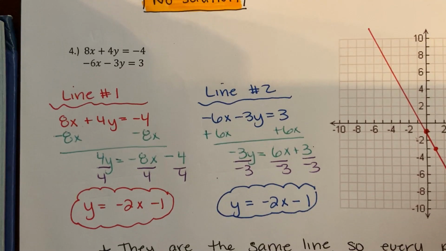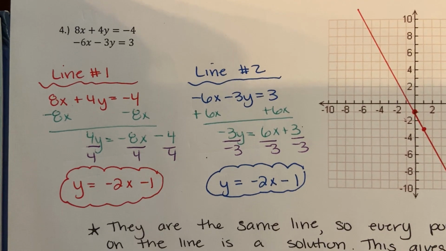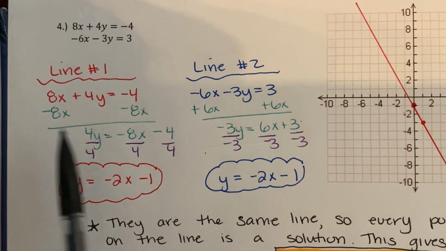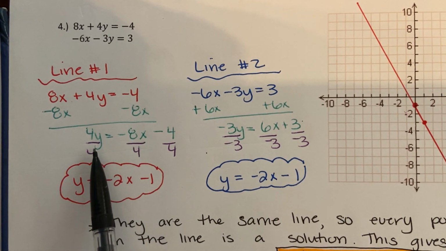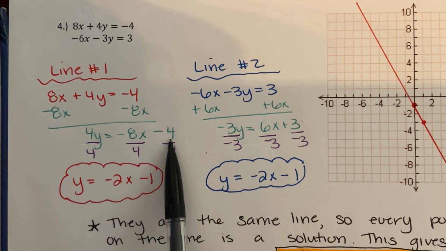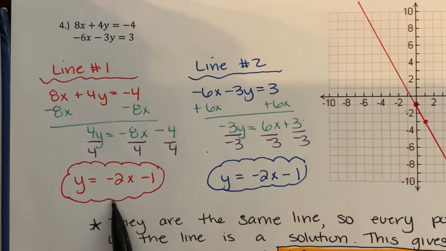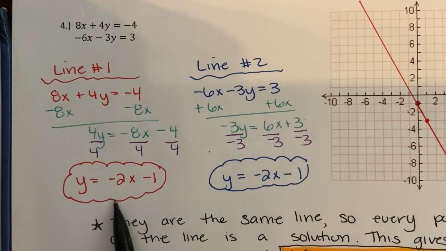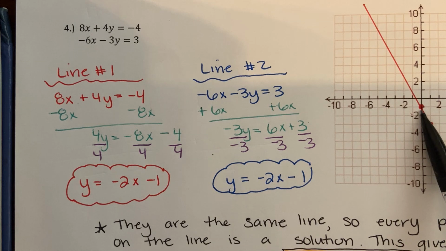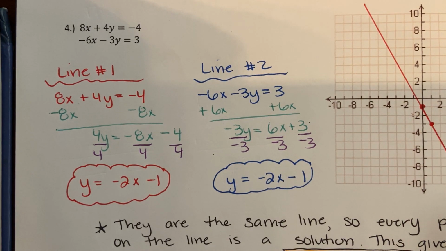For our last case, for problem number 4, this is when my two lines actually become the same line. So I'm going to take my first equation and I'm going to subtract 8x from both sides, which gives me 4y equals negative 8x minus 4. Divide everything by 4, and we get the equation y equals negative 2x minus 1. So I'm going to start at negative 1 on my y-intercept and follow my slope of down 2 over 1. And I can draw my line in.